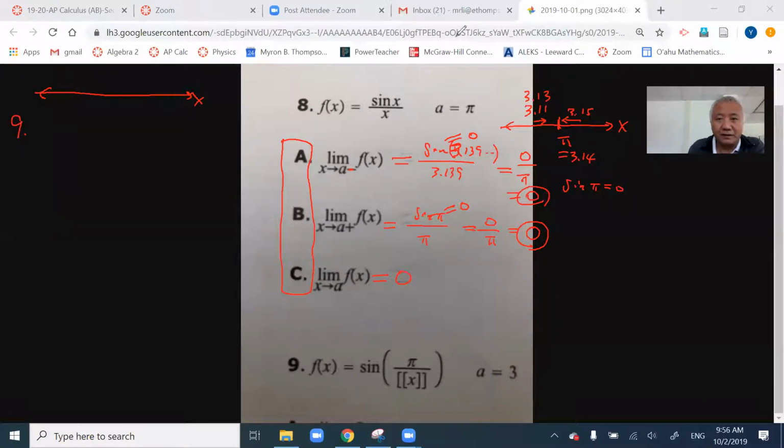For number 9, you will see that, suppose this is a equals 3. So we need to do the similar one. We need to find the limit when x approaches 3 from the left side, means going this direction, approaching 3. That's just like 2.99, 2.9999, like that, close to 3, right? So when this one approaches 3, what happens?